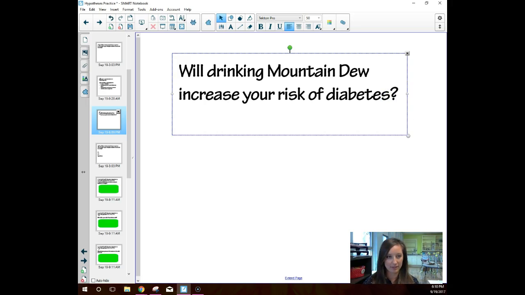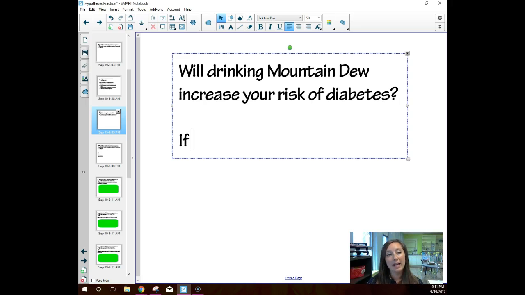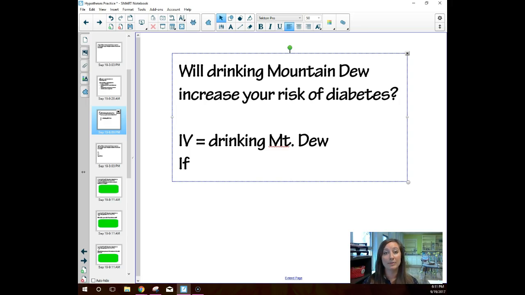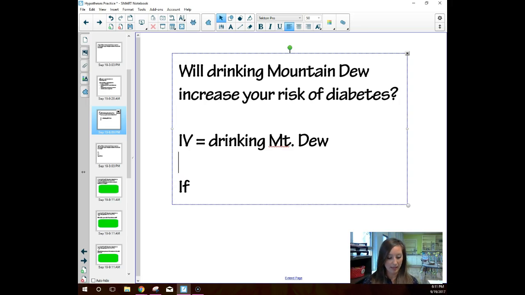So when writing my hypothesis, I'm always going to start off with the word if. So I have if. And then I have to identify my independent and dependent variables. My independent variable is something that I'm going to be changing. So it's about drinking Mountain Dew. If I was setting up my lab, I would be testing a group of people who don't drink Mountain Dew and a group of people who do drink Mountain Dew. And then my dependent variable would be the risk of diabetes. In order to measure that, it would just be, well, do you get diabetes or do you not get diabetes?